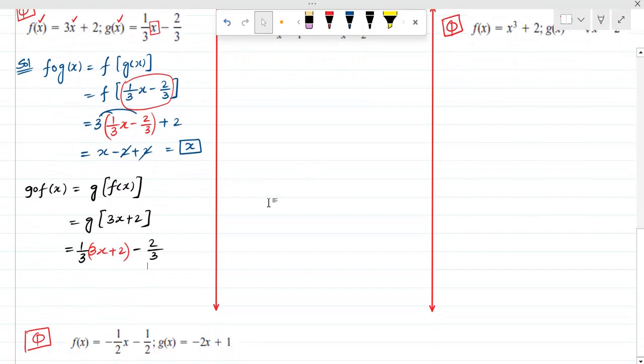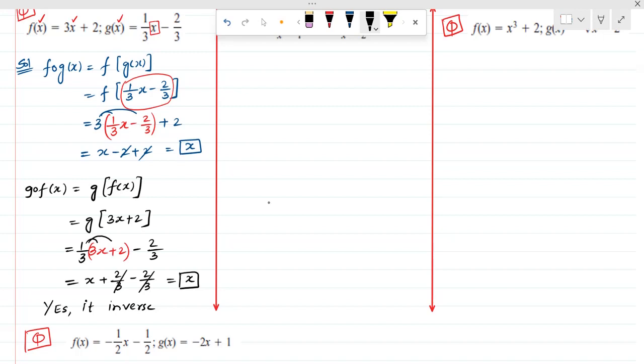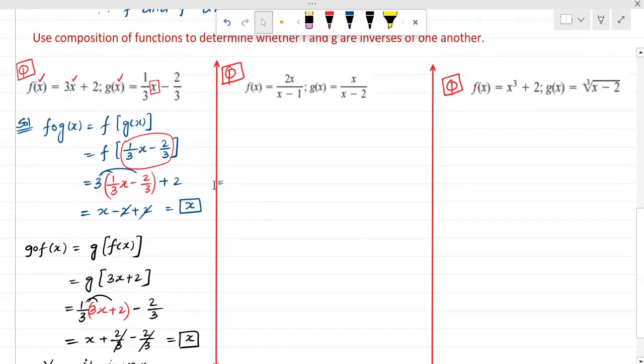Now you have to simplify this part. When you multiply inside, what happened? The 3 with the 3 gets cancelled, and you will get x plus 2 over 3 minus 2 over 3. Since minus 2 over 3 plus 2 over 3 cancel, you will have x equal to x. So therefore, it is an inverse. Yes, they are inverses of each other, because the simplified answer of the composition is x.